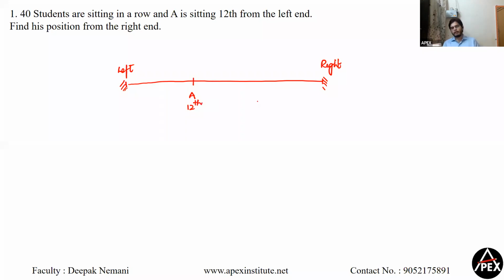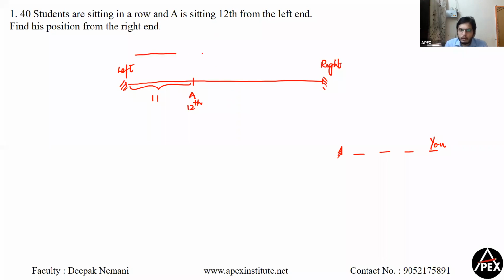Now if A is 12th from the left end, how many students are to the left of A? 11. So it's not 28, it's 11 from the left end, guys. So when you have 11 students to the left of A, I can say that A will be 12th from the left end. So for example, if you have three people and you are sitting here, you are called fourth from the end. Now clear. And we need to find A's position from the right hand.